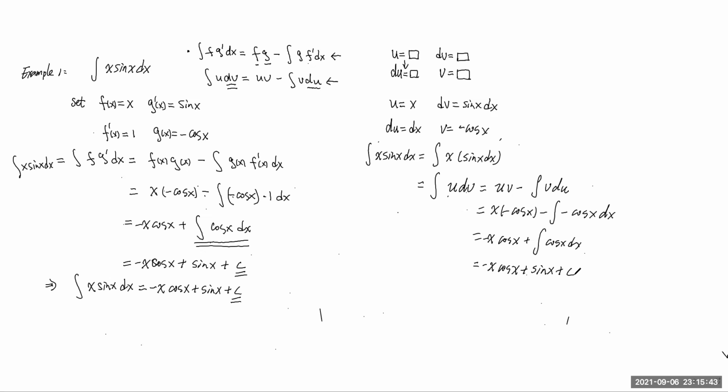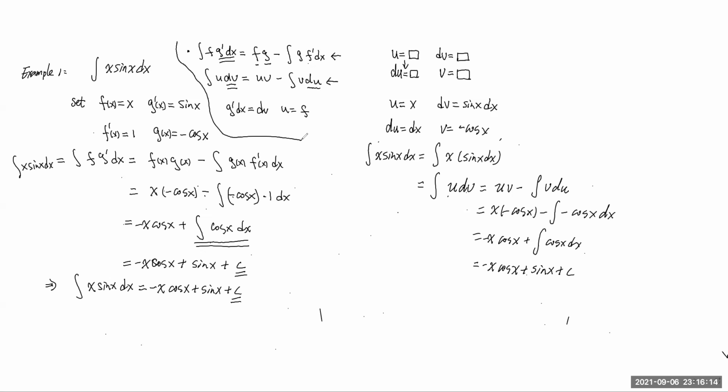So we used two methods to solve this problem, but they are equivalent to each other, right? Because for this part, we just rewrite g' dx as dv, and u is f, right? So this is our first example.